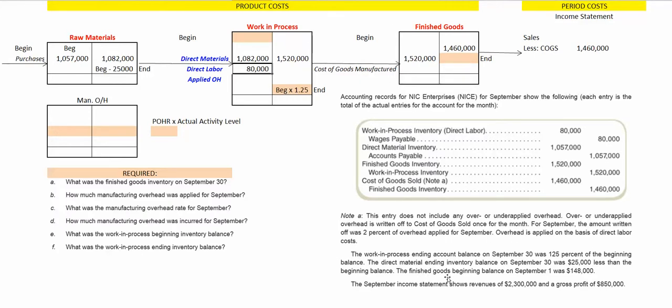Continuing on, the finished goods beginning inventory balance on September 1, the beginning of the month, was $148,000. So there we have the $148,000 for beginning finished goods. Our income statement shows revenues of $2,300,000 and a gross profit of $850,000. Let's go ahead and record the $2.3 million, calculate our gross profit, 2.3 minus $1,460,000.